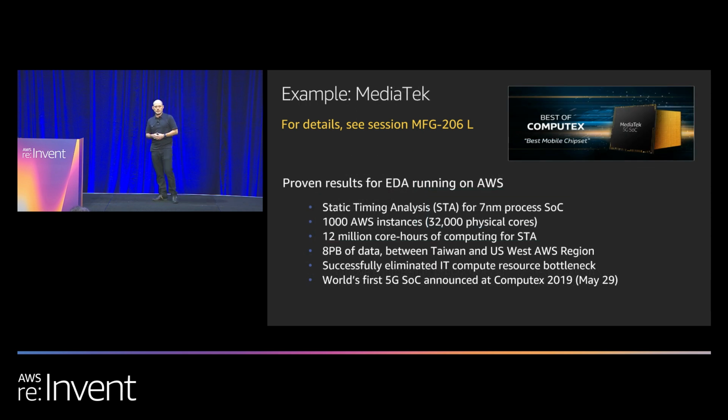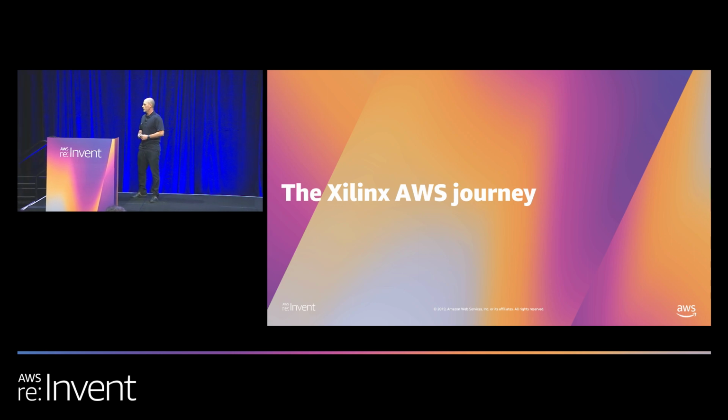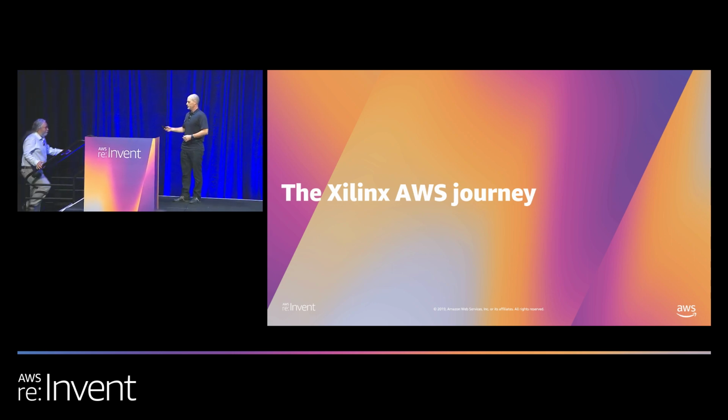And then we also heard from MediaTek, right? This huge STA run: 1,000 AWS instances, 32 physical cores, 8 petabytes of data between Taiwan and US. And all that led to the world's first 5G SoC announcement. So really exciting stuff going on right now at AWS, and we keep on seeing more and more customers move these workloads to AWS. So with that said, I've touched a little bit on a bunch of things here, but I'm going to hand it off now to Simon and have him cover the Xilinx journey.